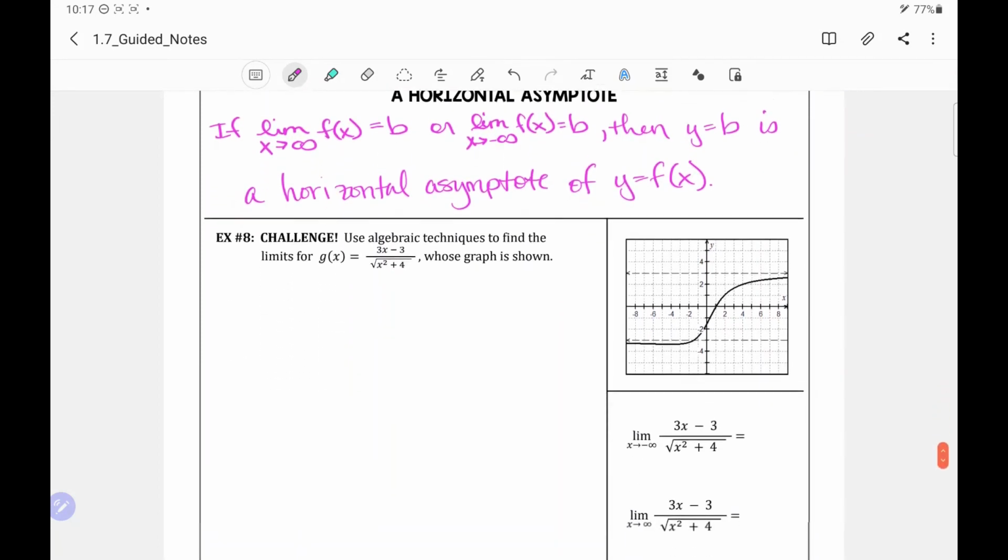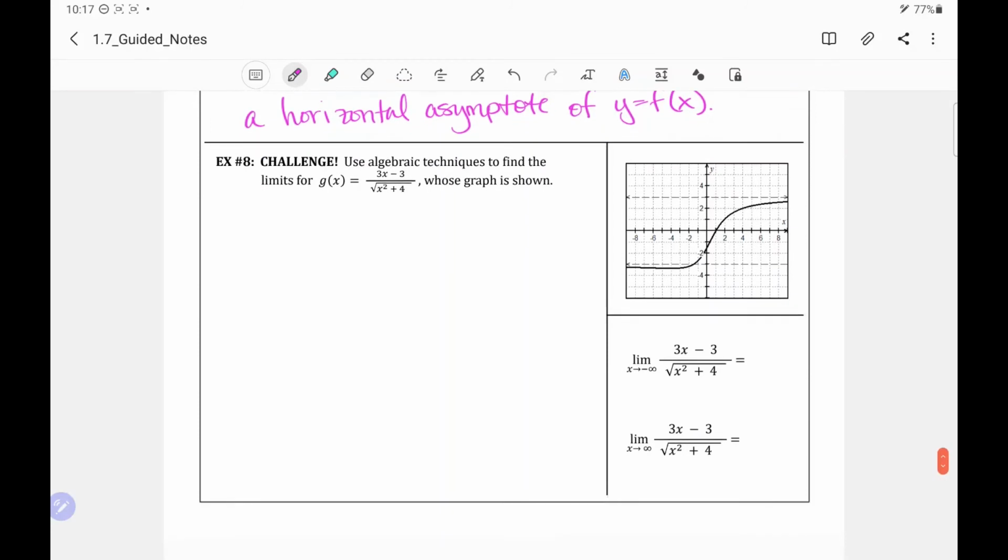And there is one more challenge problem here. Use algebraic techniques to find the limits for g of x equals 3x minus 3 over the square root of x squared plus 4, whose graph is shown. So we have a graph. We know what we should be getting as the answers. Try to use algebraic techniques and the information that we used here to solve this. I will tell you, for example, one sort of hint to get you started.